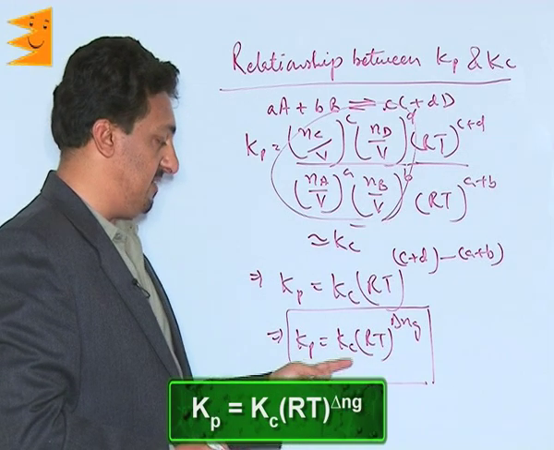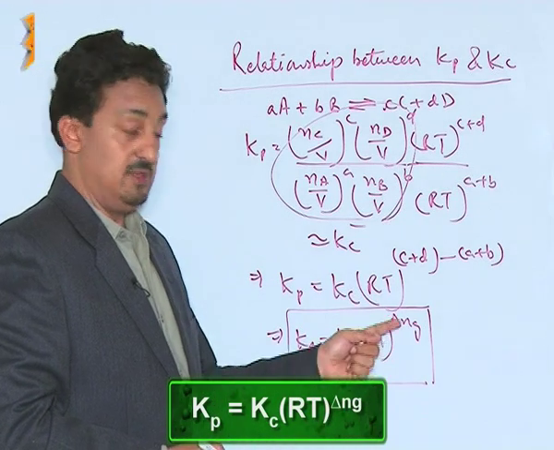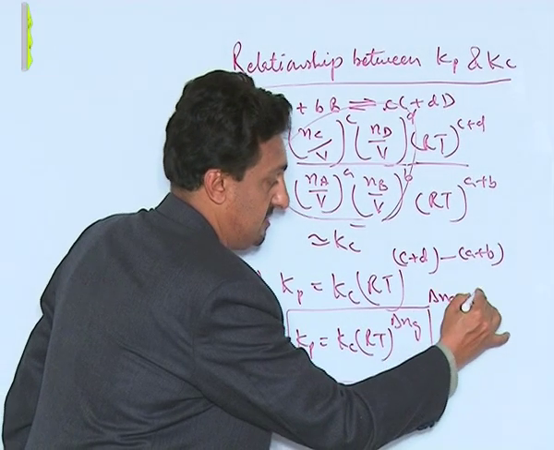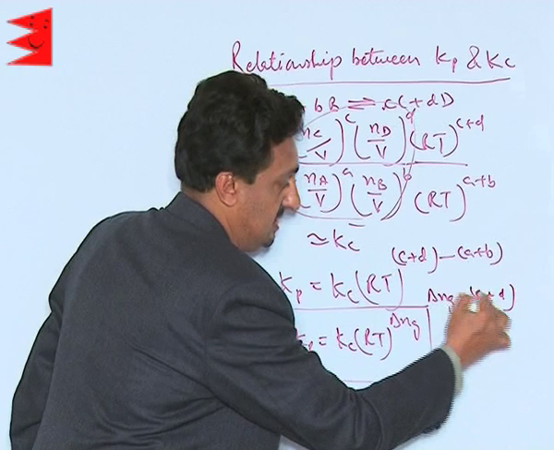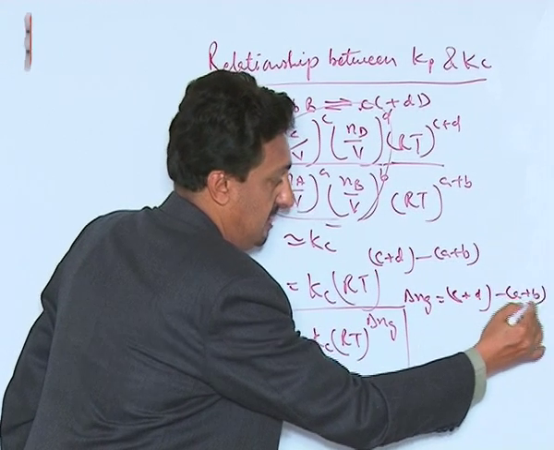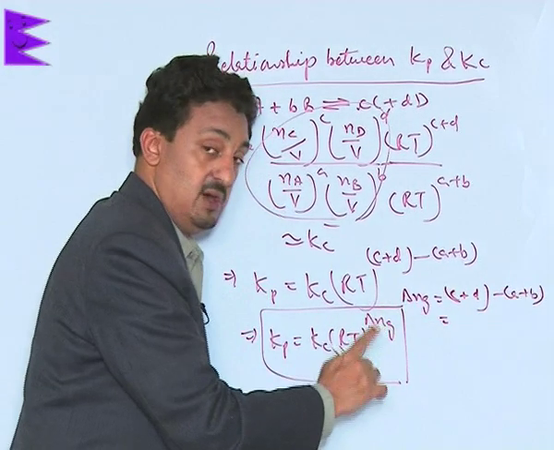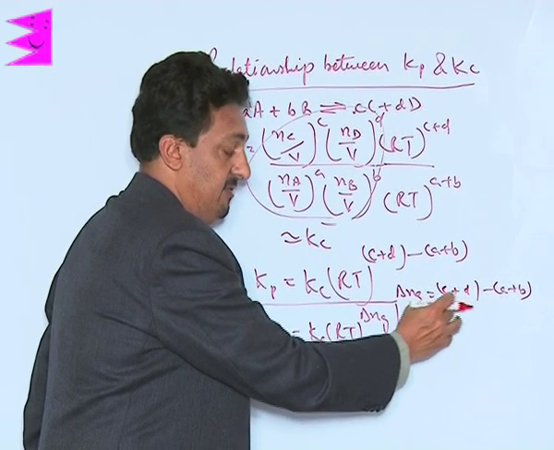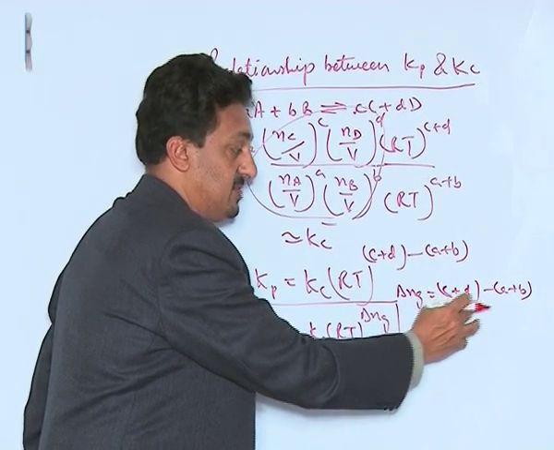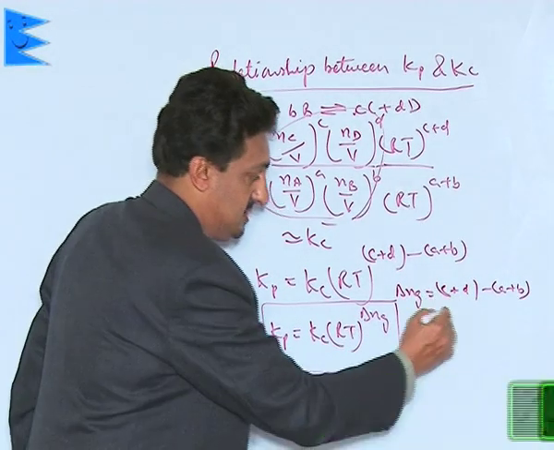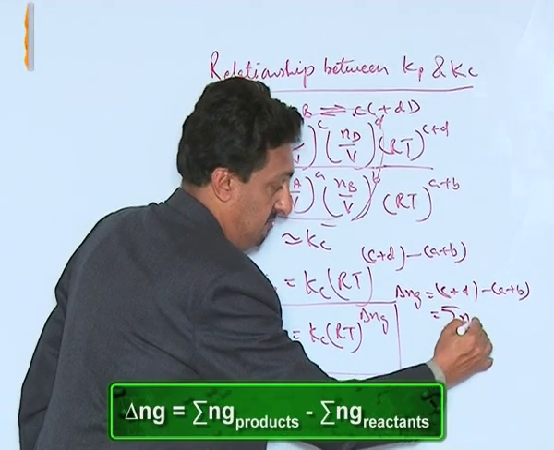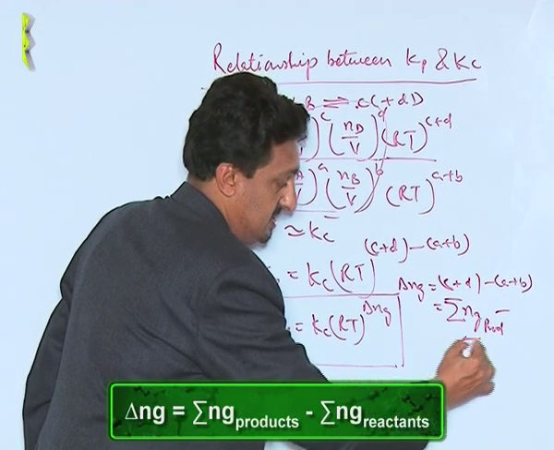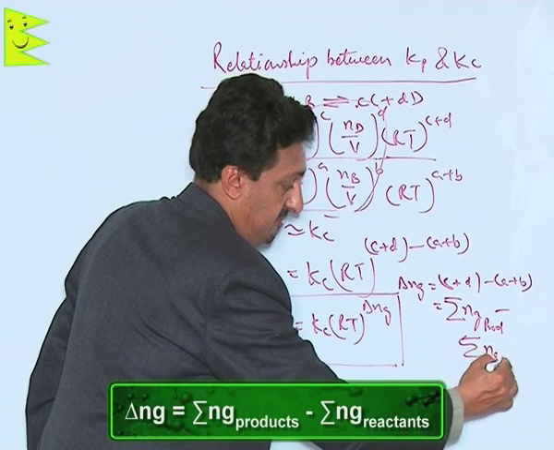Kp is equal to Kc into RT to the power delta Ng, where this delta Ng is (c plus d) minus (a plus b). It means what? It is the difference of the sum of the number of moles of the gaseous substances of the product to the reactant. So it is the summation of number of moles of gases of product minus summation of number of moles of gases of the reactant.